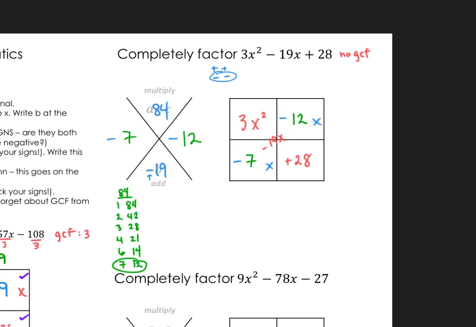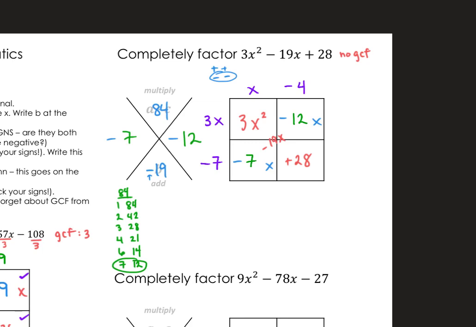And now to get our numbers on the outside, we're going to take the GCF of each row and each column. So starting with the top row, 3x squared and negative 12x, they have a 3 in common and an x. Negative 7x and positive 28, since our leading term is negative, we know it has to be negative, and 7 goes into 7 and 28. And then we're going to do our columns. 3x squared and negative 7x, the only thing they have in common is x. And then we have negative 12x and positive 28, so a negative since the leading term is negative, and 4 goes into both of those.